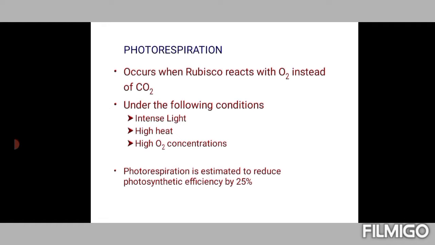So instead of 3-phosphoglycerate, we will get another molecule, that is phosphoglycolate. This happens during intense heat and a high concentration of oxygen, and it reduces the efficiency of the normal process of photosynthesis by around 25%.